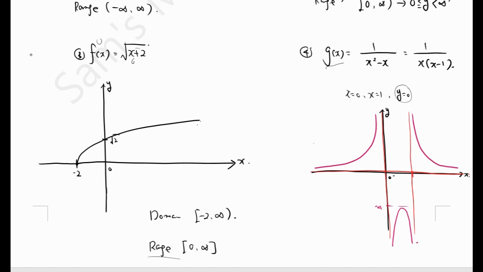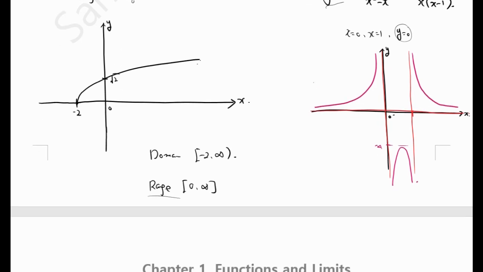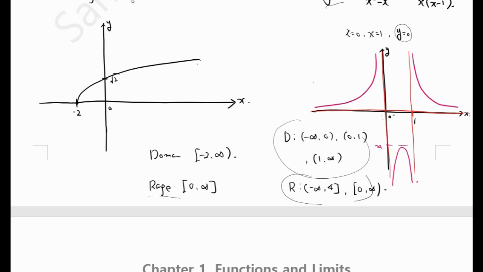This is the graph of g(x). So in this case, the domain is minus infinity to 0, and 0 to 1, and 1 to infinity. This is the domain. The range is everything except between 0 and minus 4. So minus infinity to minus 4, and 0 to infinity. This is the range. So we can find the domain and range from the graph.